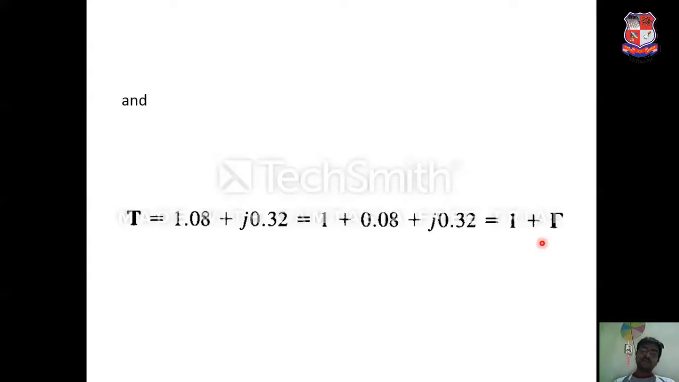Now in our upcoming lecture we are going to discuss the standing wave ratio on the transmission line and other related terms very rigorously.